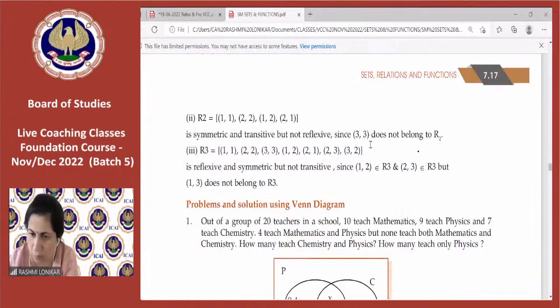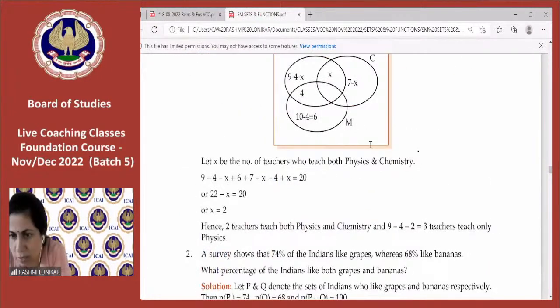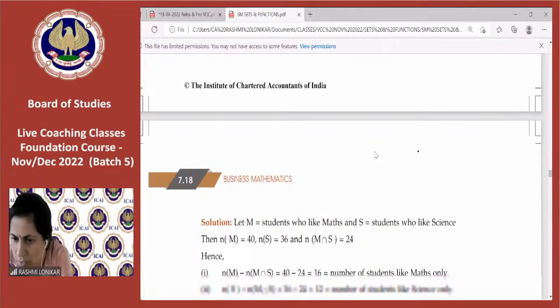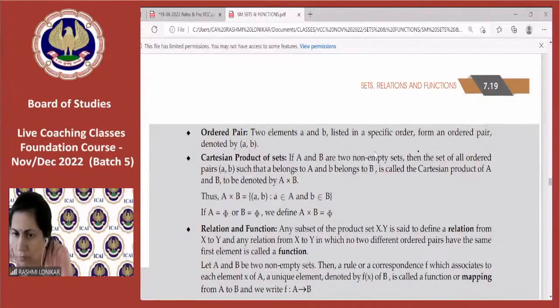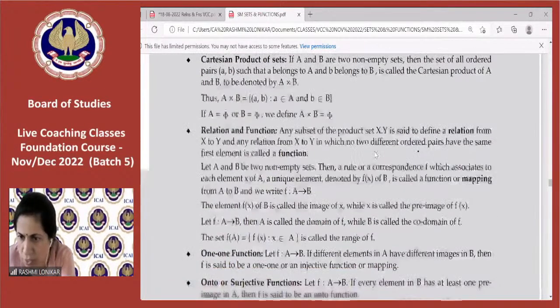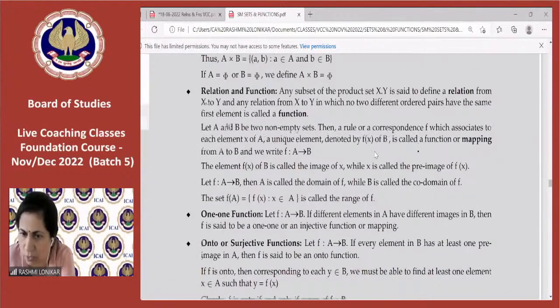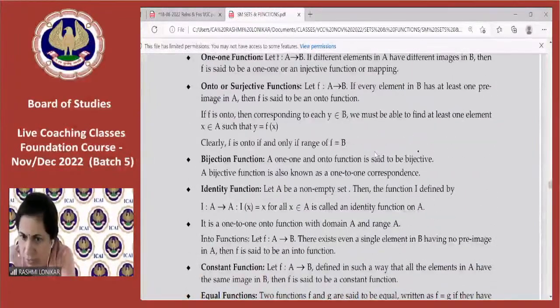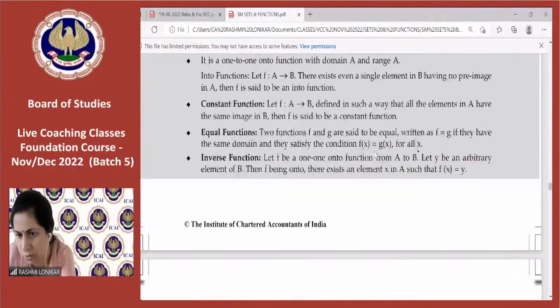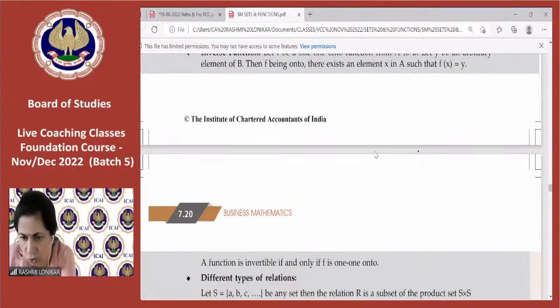We have done this. We've talked about ordered pairs. We have talked about Cartesian product of sets, function, relation, one-to-one function, onto function, bijective function, identity function, constant function, equal function, inverse function. Yes, we've talked about all this.